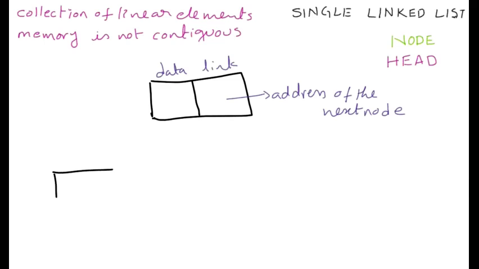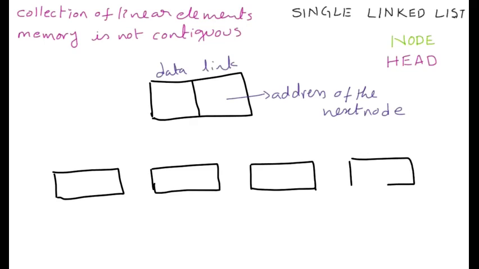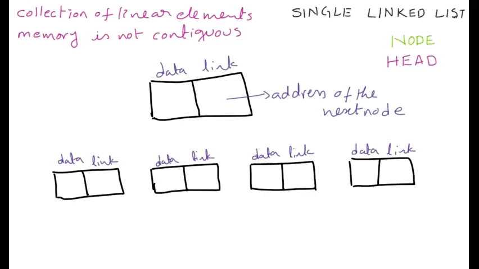Let us draw some nodes for the linked list. In this diagram, there are four nodes created. Each node consists of two fields, that is data and link. Let us give the addresses of these nodes as 100, 500, 250 and 400.